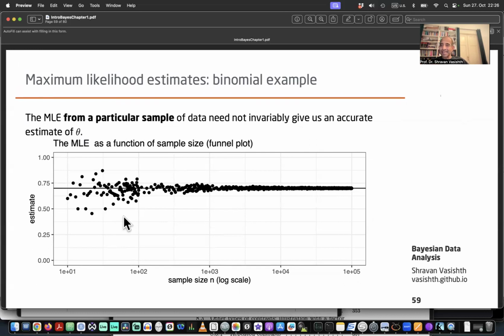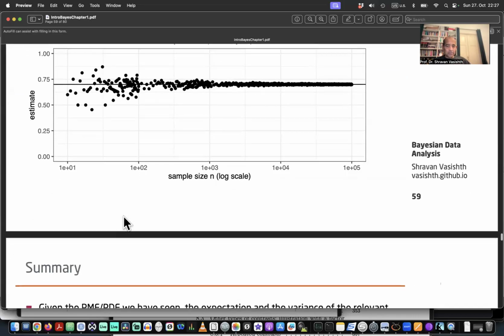So it's not necessarily the case. That's why I'm trying to hammer on, repeatedly rant about this point. It's important to understand that from a single experiment, when you get an estimate of the MLE, it's not necessarily the true value. You just don't know. Okay?